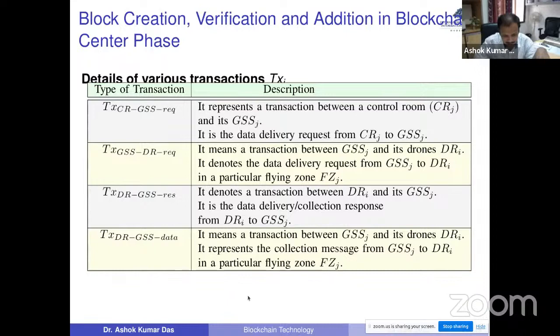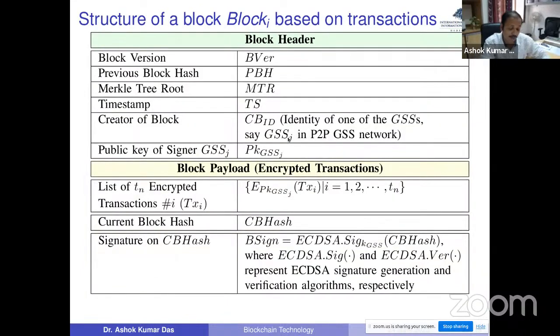So once these transactions are there, the next task is to form something known as a block. We have taken this as a private blockchain because the data are private here. Therefore, we have a block header. The block header contains the block version, the previous block hash, and the Merkle root, which will be computed on the encrypted transactions here. The timestamp is the creation time of the block. The creator of the block is one of the GSS. The public key of the signer, the GSS, will be taken as PK GSS.